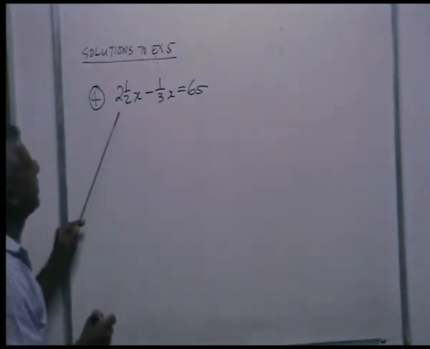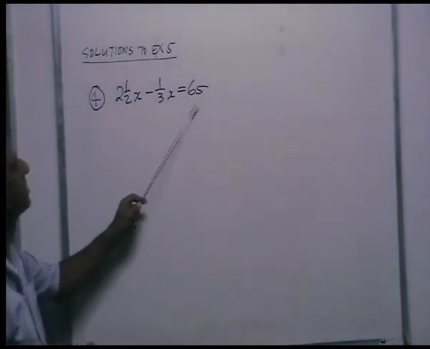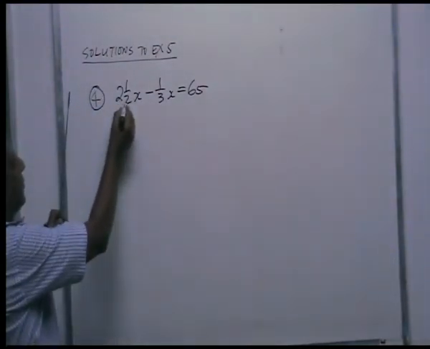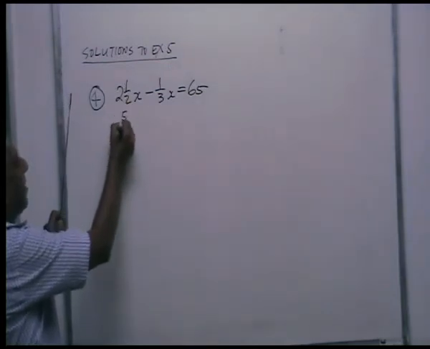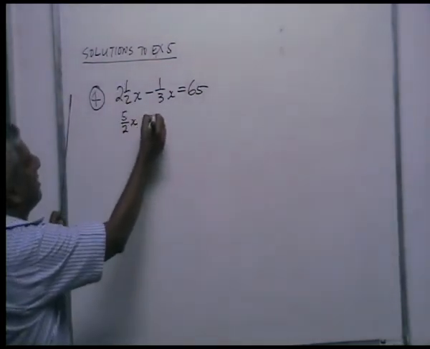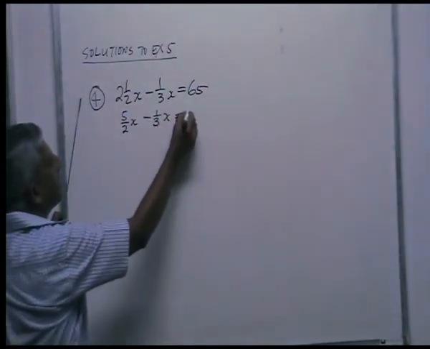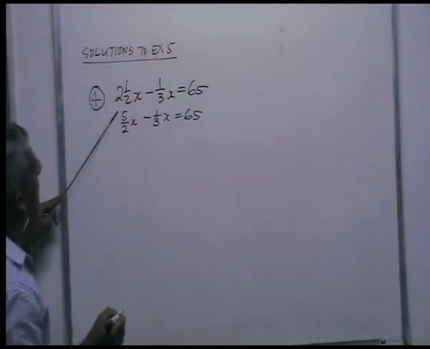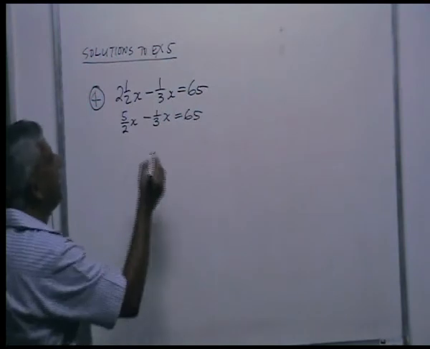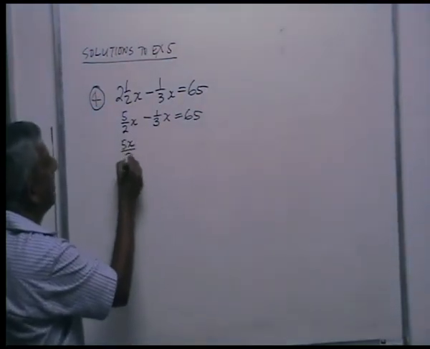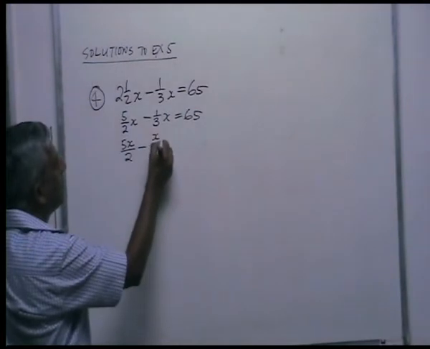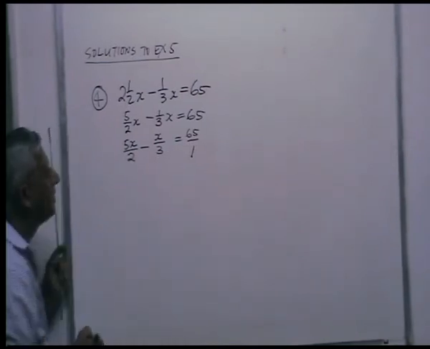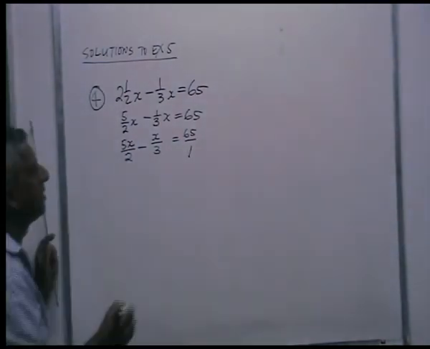Right, so here we have number 4. 2.5x minus 1/3 x is equal to 65. So you've got to convert this to an improper fraction. 2 2's 4 plus 1, 5 over 2, x minus 1/3 x is equal to 65. Now to rewrite it nicely, 5x over 2 minus 1 times x is x over 3 is equal to 65 over 1.